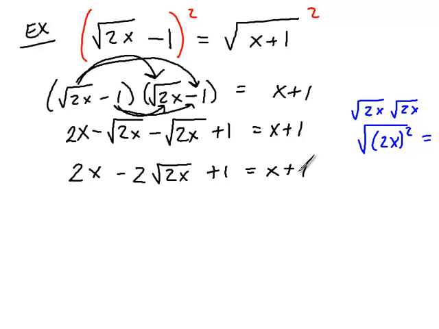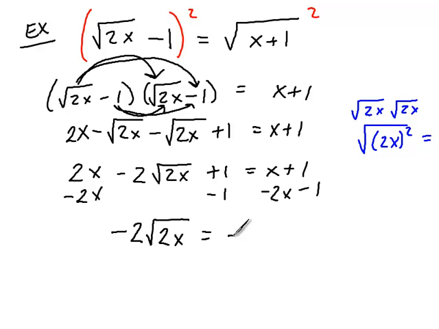Okay, and now we can isolate this radical because there's just one of them. So now we want to get this guy by itself. So we'll subtract the 2x, subtract the 1, and we have negative 2 root 2x equaling negative x. x minus 2x is negative x. 1 minus 1 is 0.